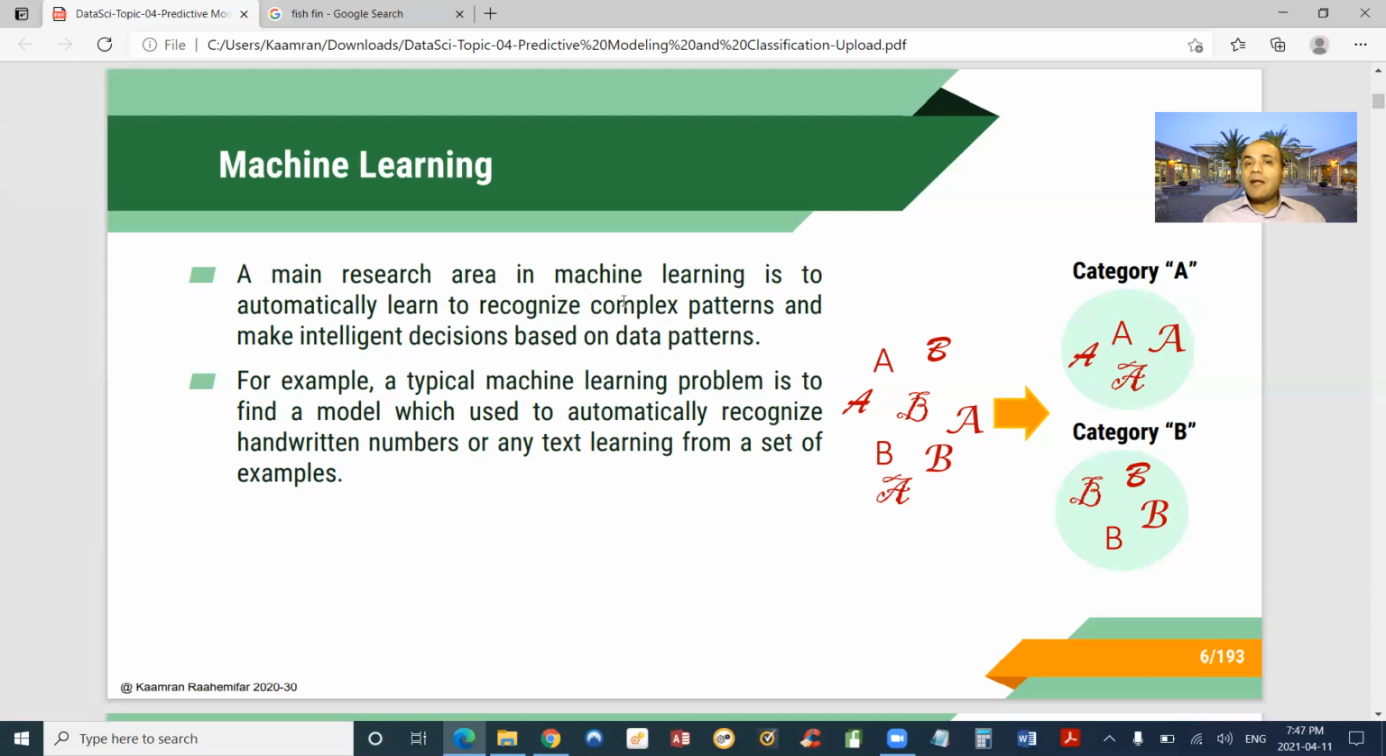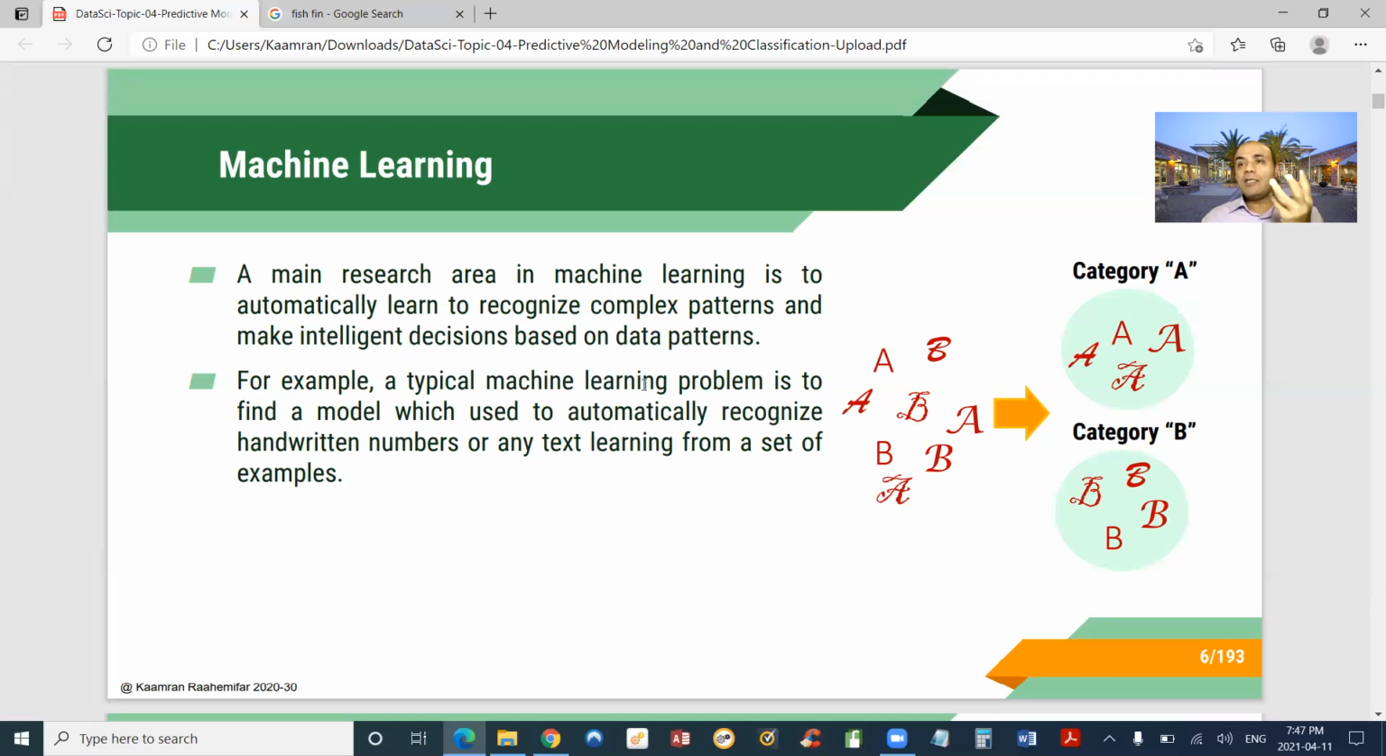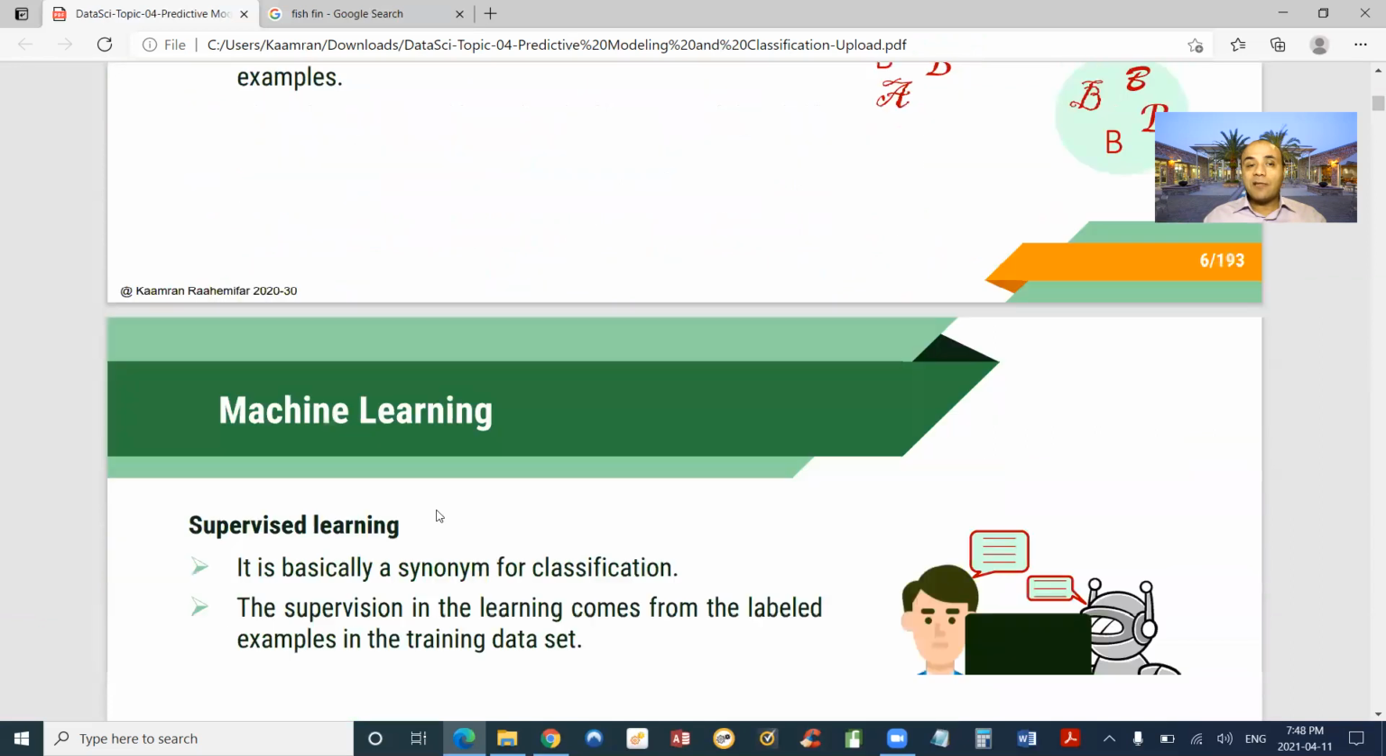So we want to recognize complex patterns and make intelligent decisions based on the data patterns. A typical machine learning task is to find a model that automatically recognizes handwritten numbers or any text, learning from a set of examples, so from a set of items in a bag. So this is what we want to do. We want to tell the machine to separate. And we would be happy if the separation is perfect and the separation is pure. So I want you to keep the word pure in mind as I go on to talk about the next topic in a moment.